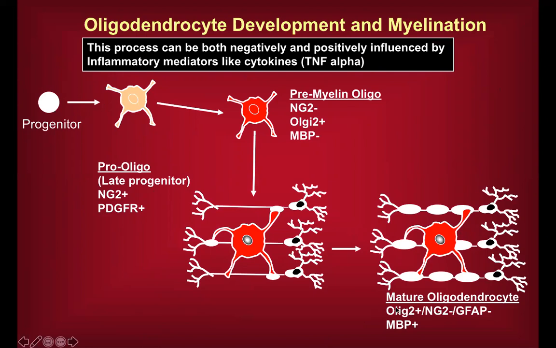Again, I'm not going to ask you all of these things. I'm just putting them there so you can see, and that you might see this again. And again, things can positively and negatively influence this. One thing that's been pretty clear in the oligodendrocyte field is that TNF alpha, which is one of the inflammatory cytokines, negatively impacts this myelination process.